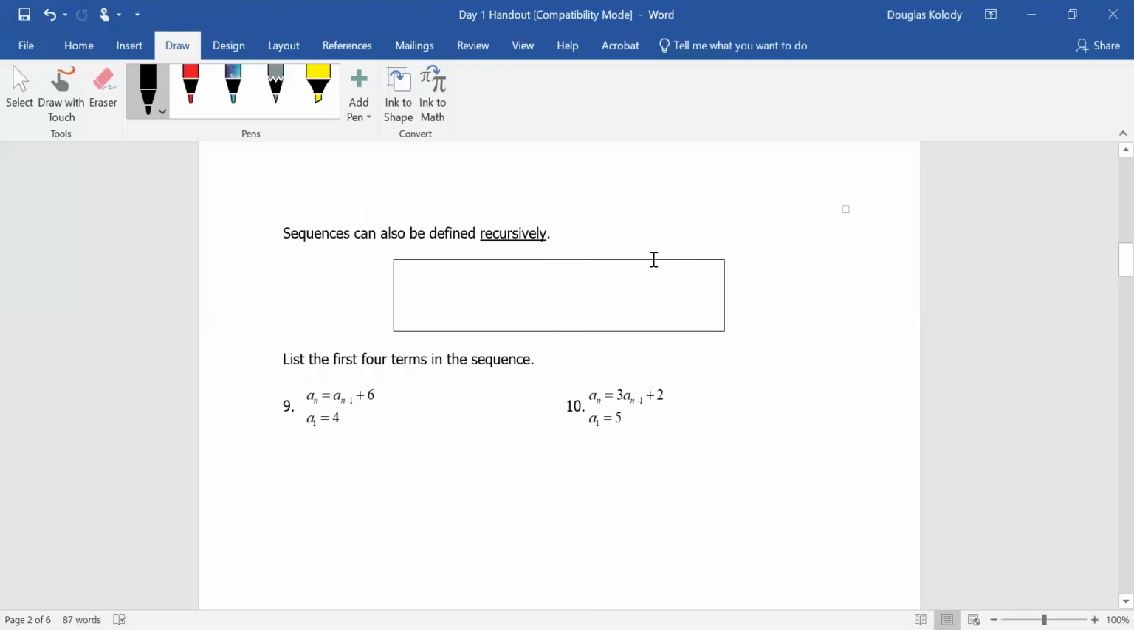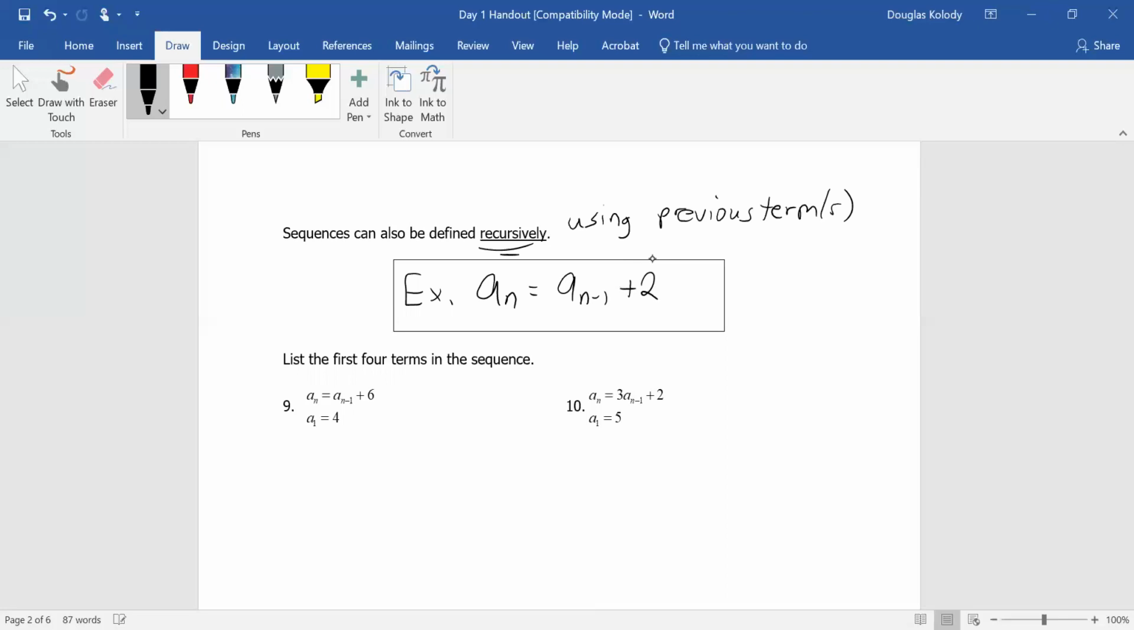So you can also create a pattern by building off of what you just found. All right, so by building off the previous term or terms, using the previous terms in parentheses. So an example, I'll write an example of a recursive formula for a sequence. A sub n equals A sub n minus 1 plus 2.